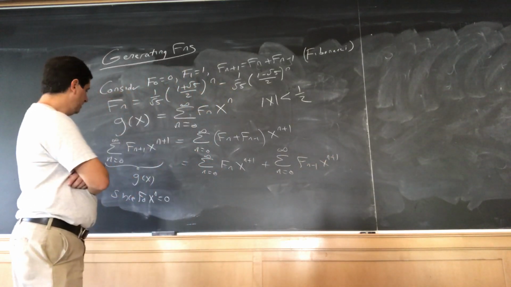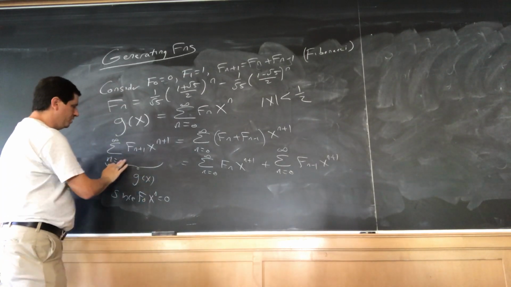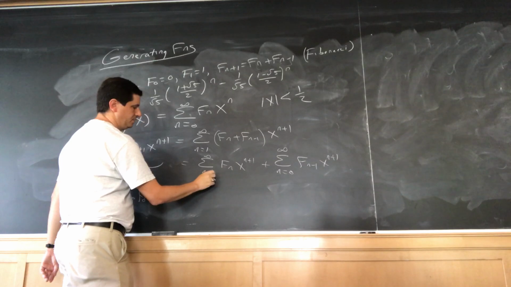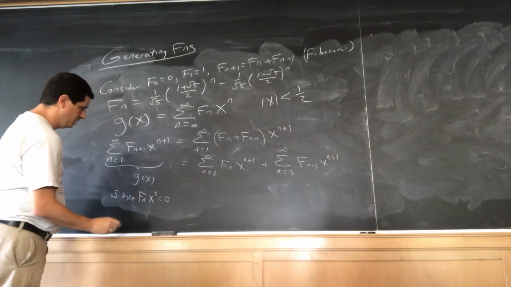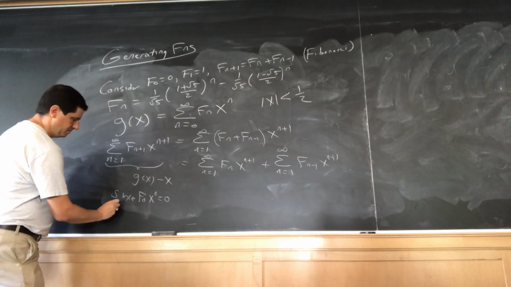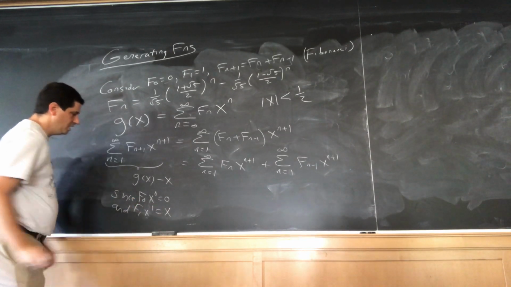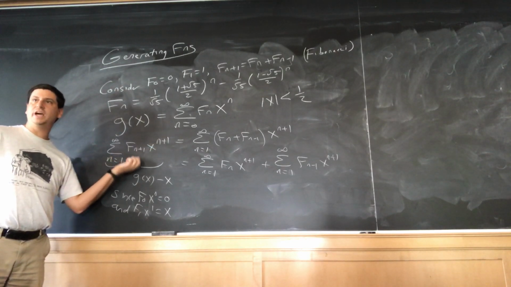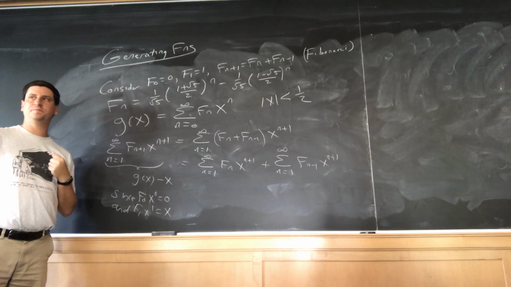So let me be a little bit careful now. Let me start this at 1, not at 0. So if I start that at 1 and not 0, then this is not g of x, it's going to be g of x minus x. Because now my first term here is f2 x squared. I'm missing the f1 x to the 1 term. I don't have to worry about the f0 x to the 0 term.